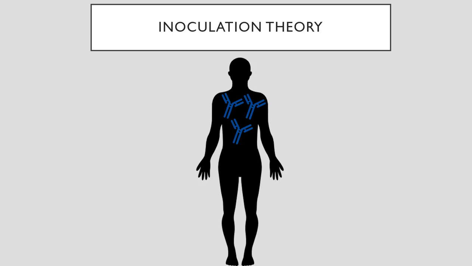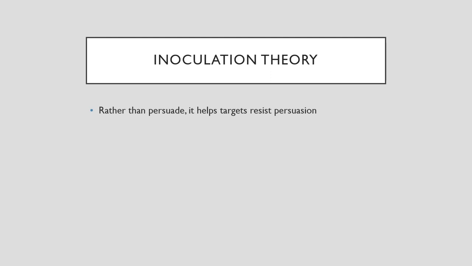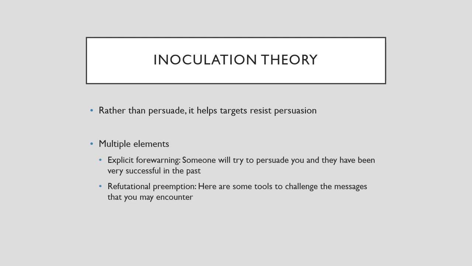Inoculation theory says that the same can be done with communication. So rather than try to persuade people actively, inoculation theory says that people can be protected against persuasion. And there's multiple elements in constructing an effective inoculation message. They take many forms, but all forms of inoculation message have these two elements. Number one, explicit forewarning. You tell somebody that somebody will try to persuade them and change their mind about whatever position they currently have, and that the people that will come to try to persuade them have been very successful in doing so in the past.